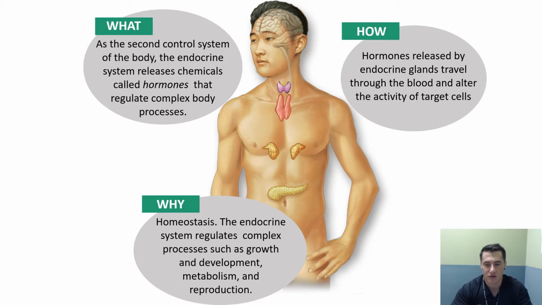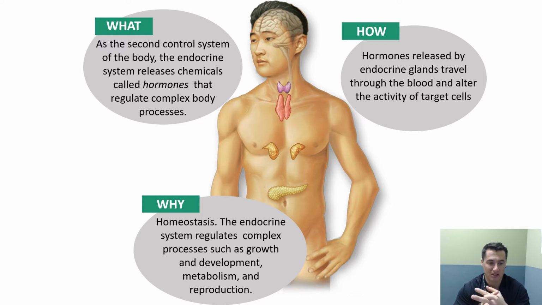If we just summarize the endocrine system, it's the second control system of the body. The endocrine system releases chemicals called hormones, and they regulate pretty complex body processes, all to do with helping us run our system and maintain balance, that is homeostasis. Hormones are released by our endocrine glands, and these chemical messages travel through our blood and alter the activity of a target cell. They either increase or decrease the function of that target cell, depending on the situation, and it does this all because of homeostasis.